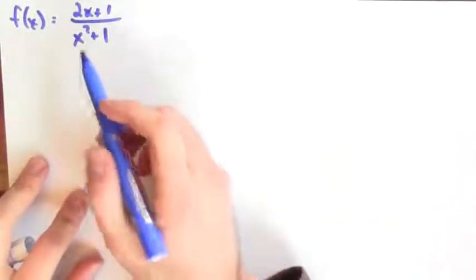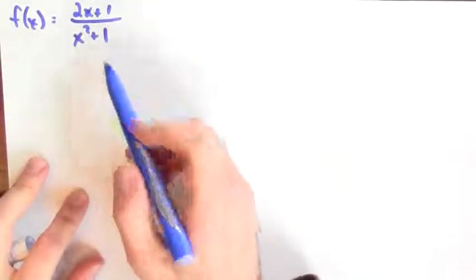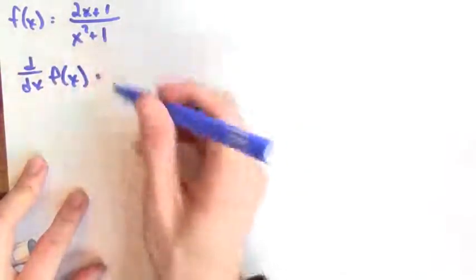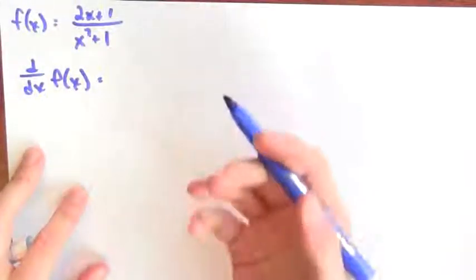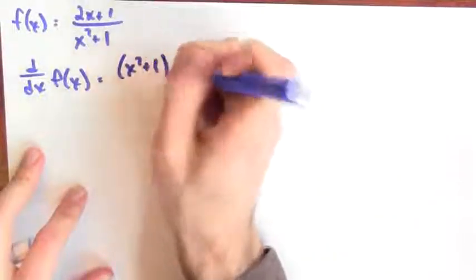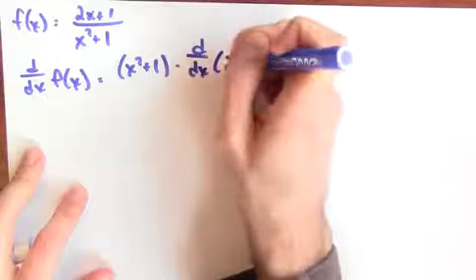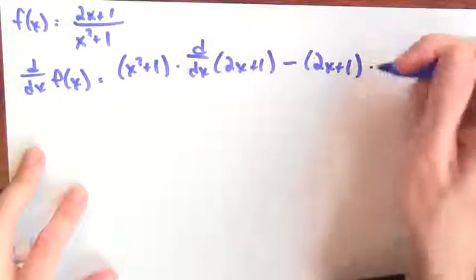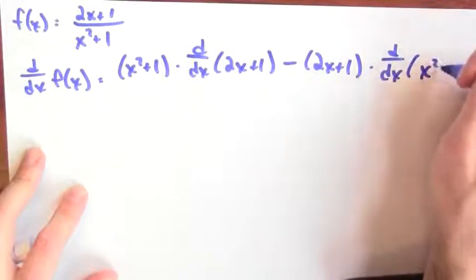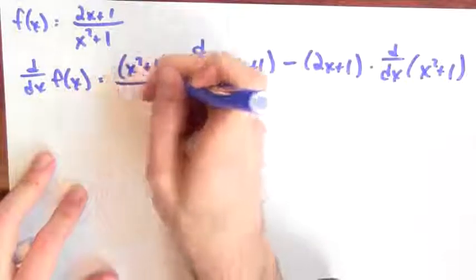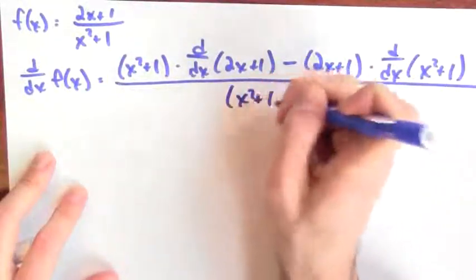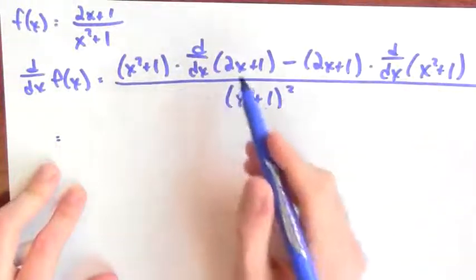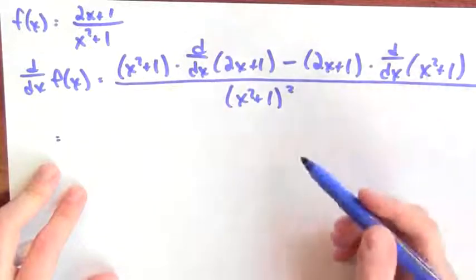So the function we were thinking about is f of x equals 2x plus 1 over x squared plus 1. I want to calculate the derivative of that with respect to x. Now the derivative of this quotient is given to us by the quotient rule. It's just the denominator times the derivative of the numerator minus the numerator times the derivative of the denominator, and it's all divided by the denominator squared.